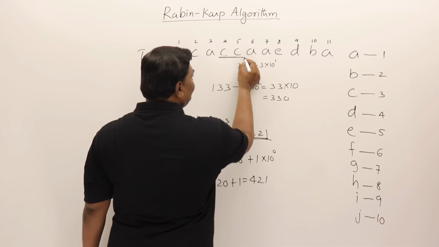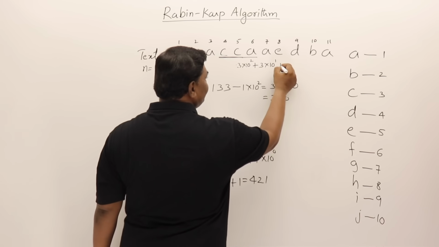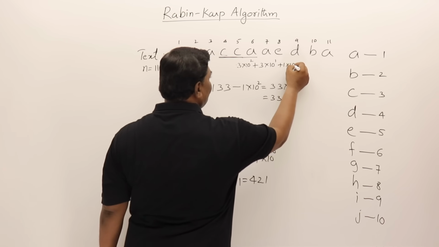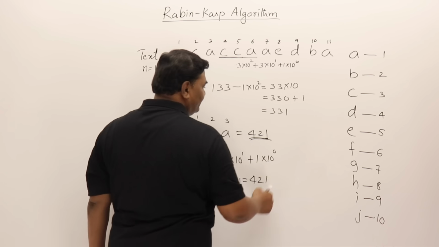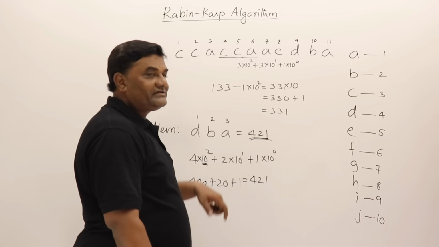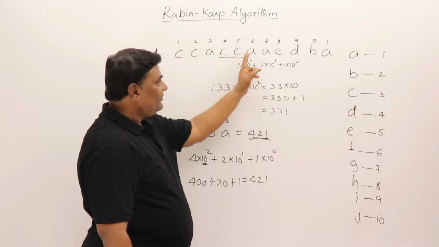Now I should include one more alphabet, that is A. So this is plus 1 into 10 to the power of 0. So that is 1 only. So this is 331. Is it matching? No, this is not matching. Now let us calculate for the next 3.